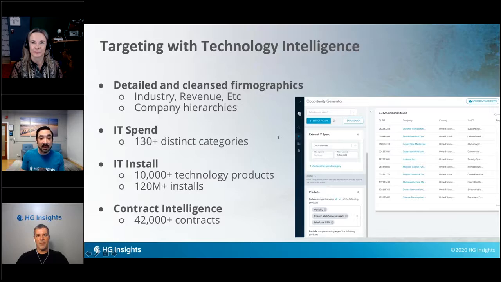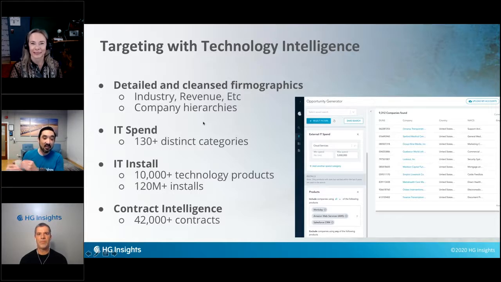Going back into what we can actually help you do, we have what is categorically the largest and most granular IT spend intelligence. So we can tell you how much a company is spending on really, really granular areas of IT. And when you combine that with IT installs, being able to tell you not only how much they're spending, but what specific products they're using. We track over 10,000 different technology products, 120 million installs. You can see how granular we're able to get.